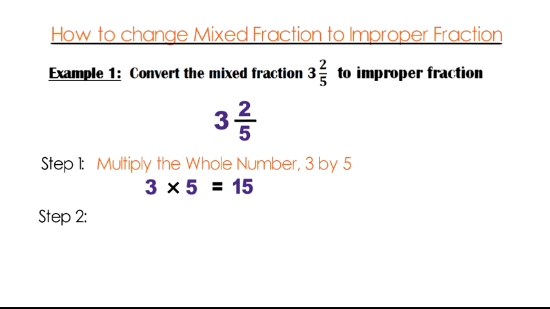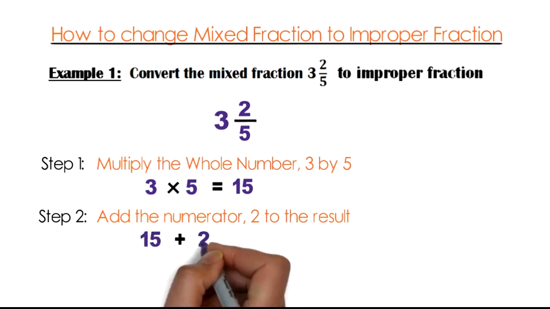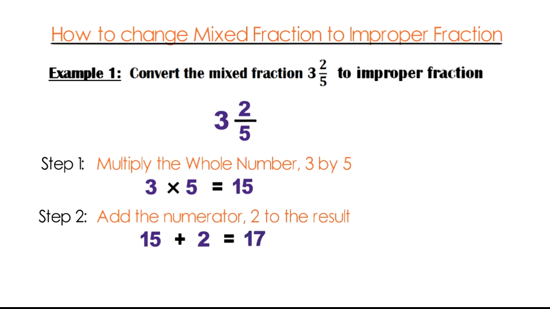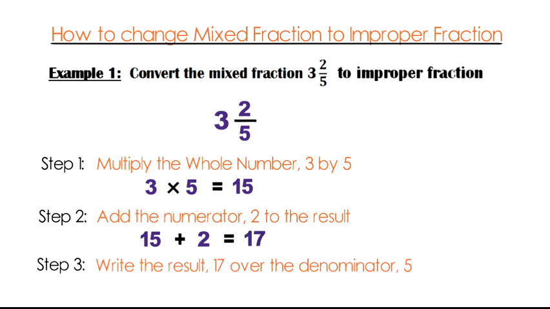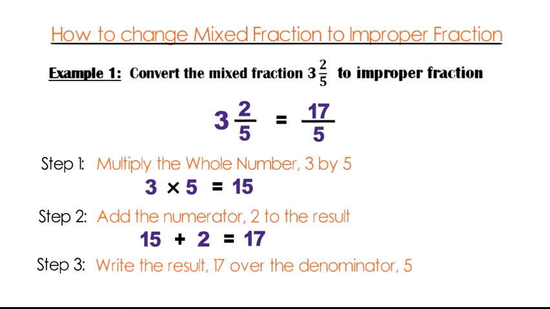Step 2. We will add the numerator, which is 2, to the result. This gives us 15 plus 2, which is equal to 17. Step 3. We will write down the result, 17, as the numerator, over the denominator, which is 5. So, the answer is 17 over 5. This is how to change mixed fraction to improper fraction.